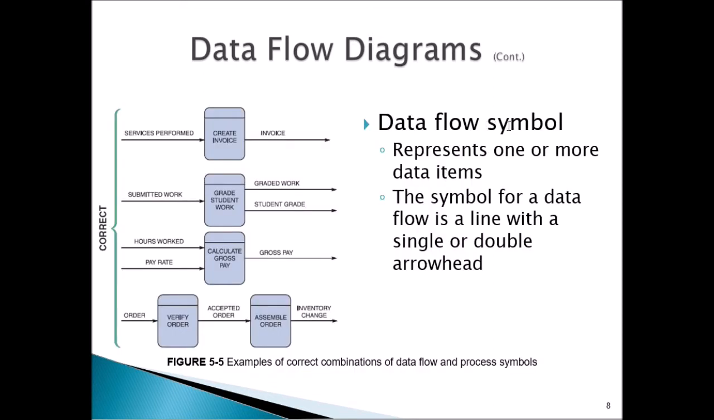A data flow represents one or more data items. The symbol for a data flow is a line with a single or double arrowhead. As you can see here, this is the Gane and Sarson version of the DFDs. You may also see it with differing symbols like I mentioned previously, but in the book it'll look similar to this, and these would represent inputs, these would represent outputs, and these represent processes. And the processes, like I said, are all verb driven.